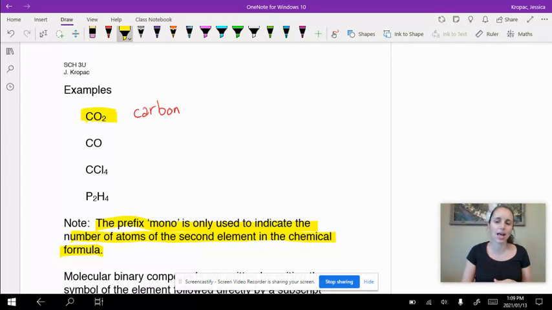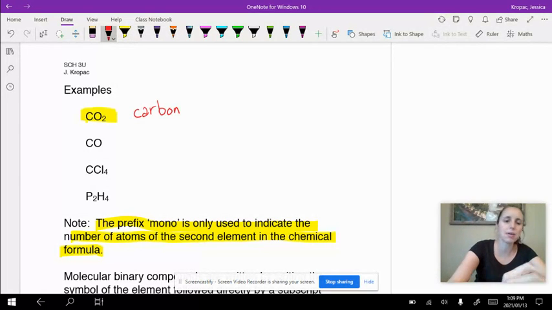So this is the first element. It's mono, so we're not going to say it. If it was di, if it was tri, if it was tetra, you would have to tell me. The only time we don't use a prefix on the first element is if it's mono. So we're just going to call it carbon.